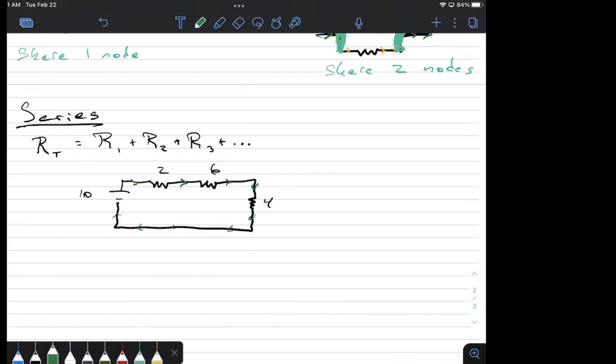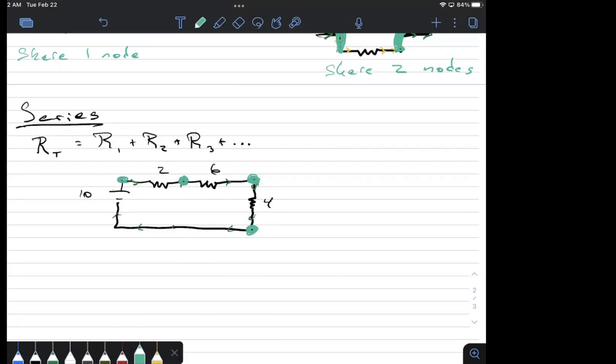Of course, I could also do the nodal analysis method, which is, hey, look, this first resistor has a node here and a node here. The second resistor has this node and this node. And the third resistor has this node and this node.